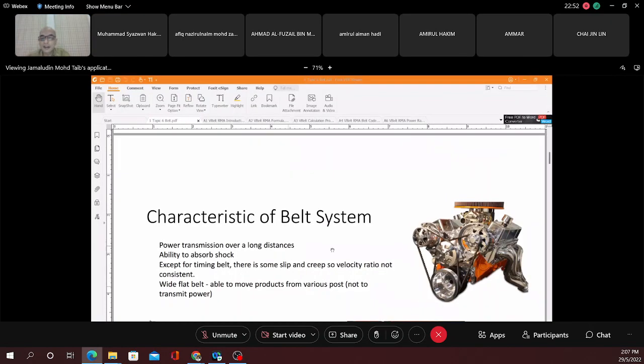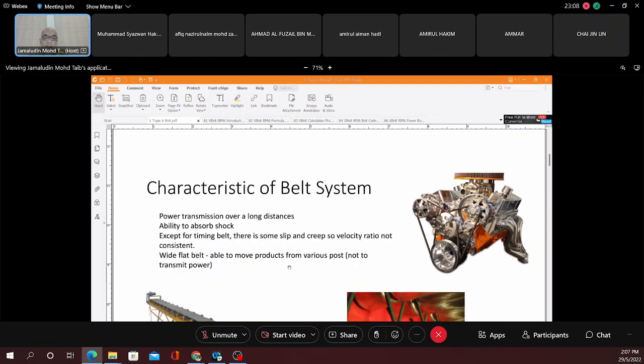All right, this is the characteristic of the belt system. It's for long distance. You can see a lot of applications of belt in the car. Timing belt is a part of belt and so many things. Conveyor is a belt as well, it's a flat belt and so on. Basically it's going to be transfer of power.